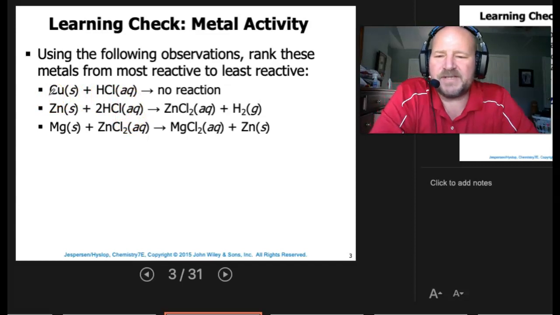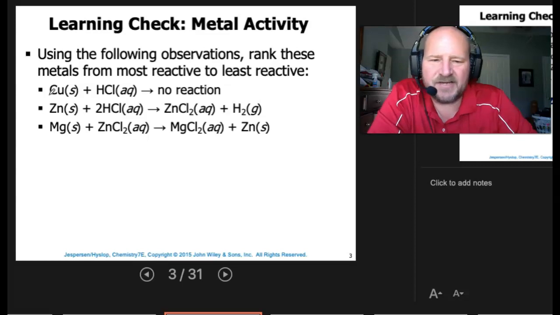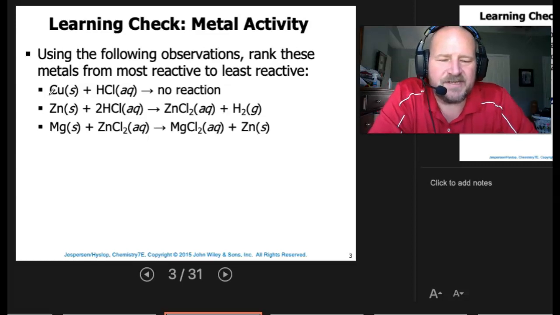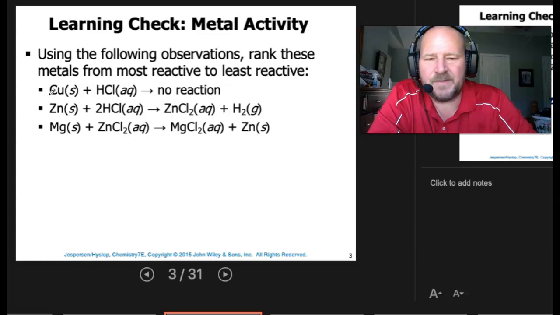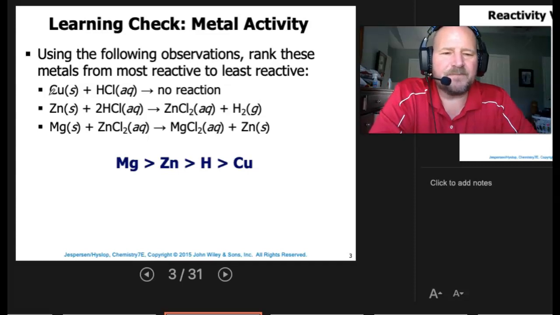Based on that reaction set, we can see that magnesium can replace zinc, zinc can replace hydrogen, and copper replaces nothing. So the most reactive would be magnesium and the least reactive would be copper, and our series would look something like that.